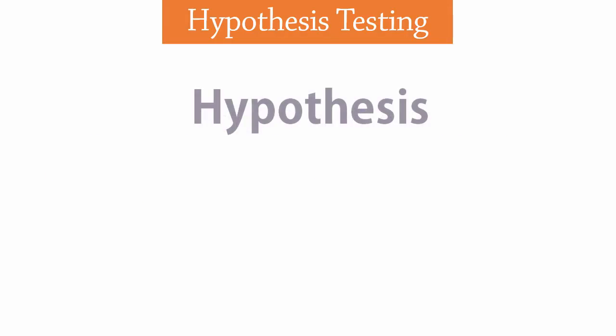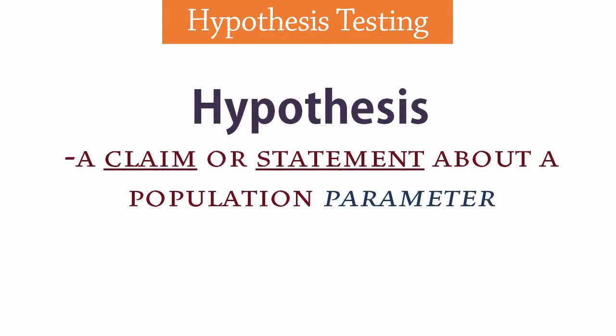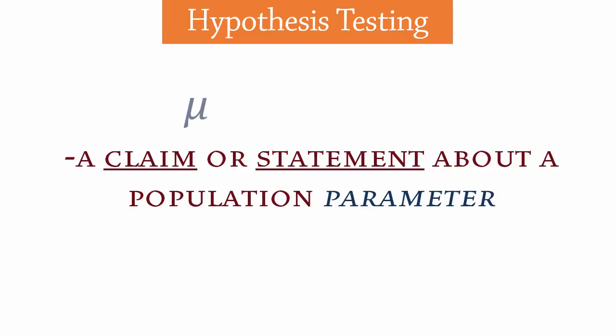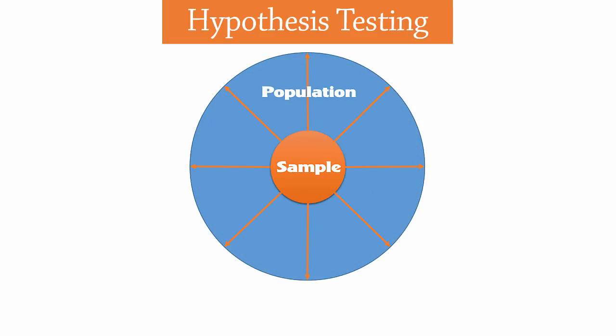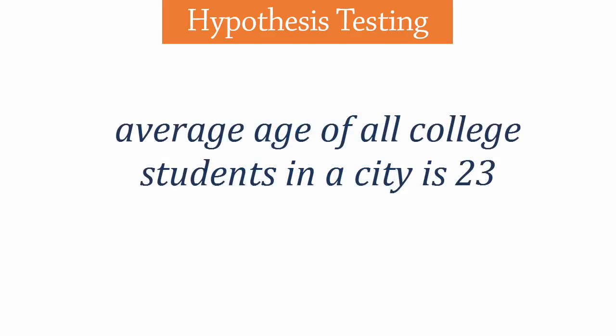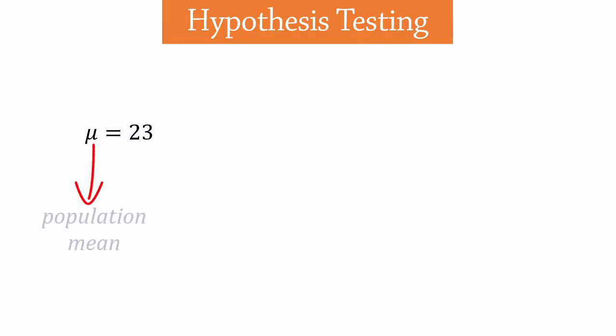A hypothesis is simply a claim or statement about a population parameter such as population mean, variance, proportion, and so on. In inferential statistics, we study a sample or samples and use the results to generalize on an entire population or populations. Suppose we make a claim that the average age of all college students in a city is 23, which we write as mu equals 23.